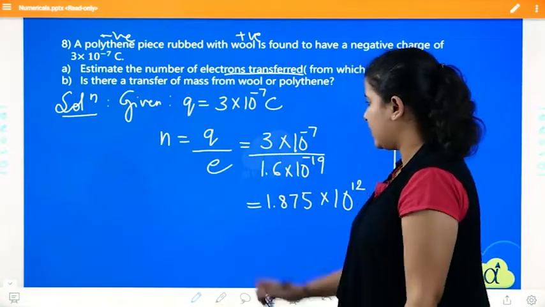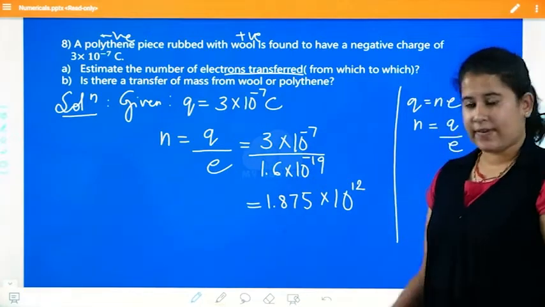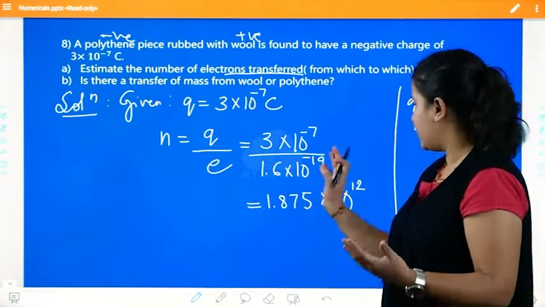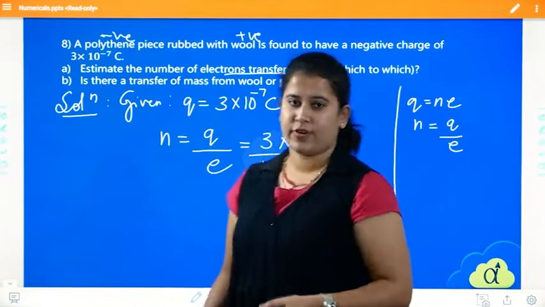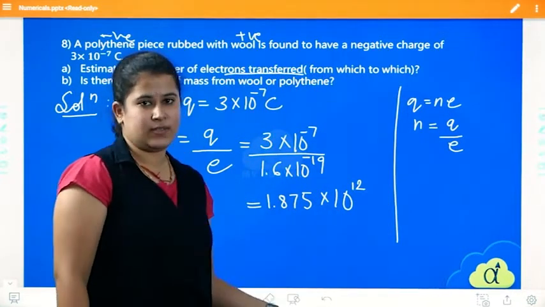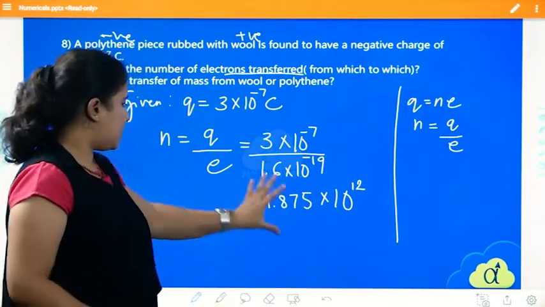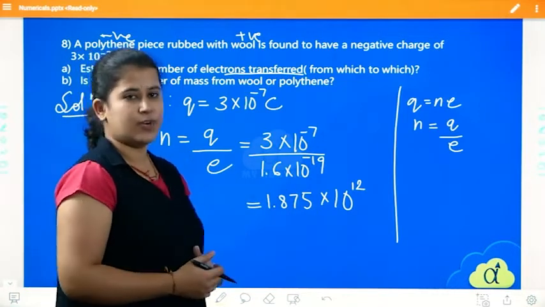So N is equal to Q by E, that is 3 into 10 raised to minus 7 divided by 1.6 into 10 raised to minus 19. Solve it and you will get around 1.875 into 10 raised to 12. No SI unit, because it is the number of electrons getting transferred from wool to the polythene. That is the number of charges moving from wool to the polythene.